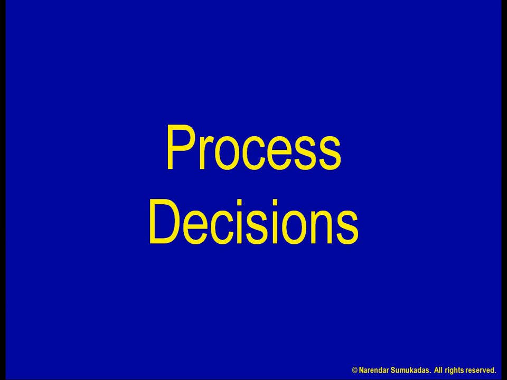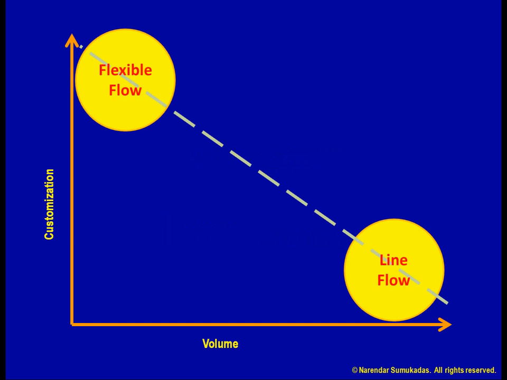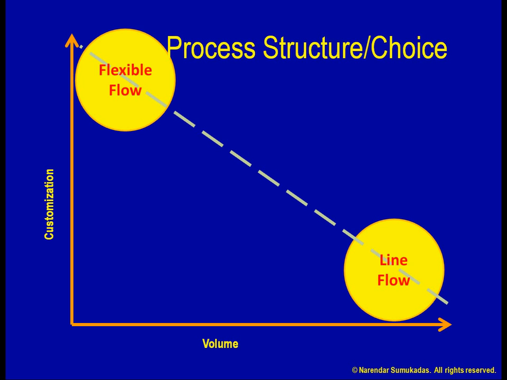We are now ready to talk about the major decisions that we need to make regarding our processes. All these decisions are somehow related to the process flow pattern. So let us go back to our basic diagram with the line flow, flexible flow diagonal. Our first and foremost decision has to do with determining our process structure. In other words, choosing an appropriate location for our process on this diagonal.